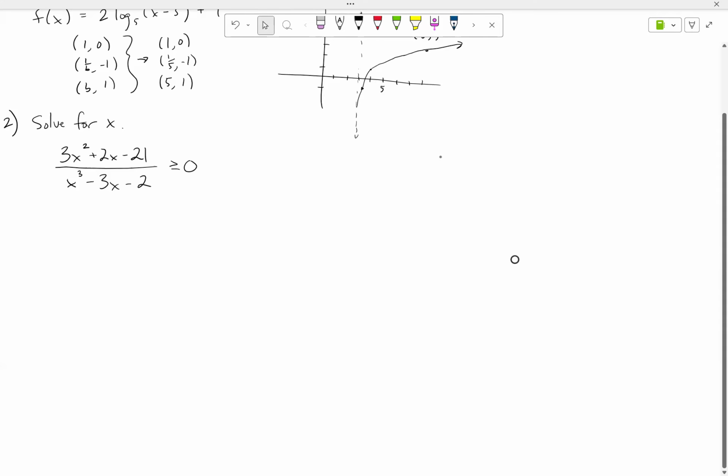It touches, so that means it's a boundary. It touches and comes back. It bounces.